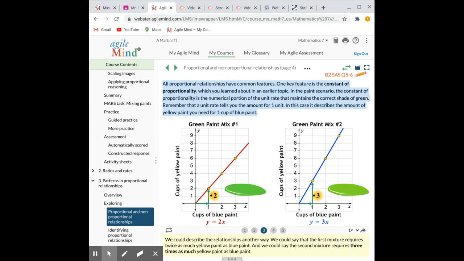We could describe the relationship another way. We could say that the first mixture required twice as much yellow paint as blue paint, and we could say the second mixture requires 3 times as much yellow paint as blue paint. All right. So let's see what number 4 has to say.